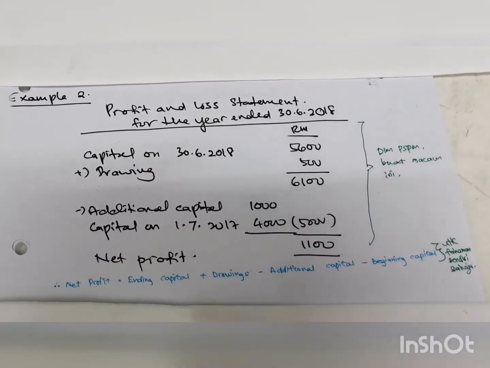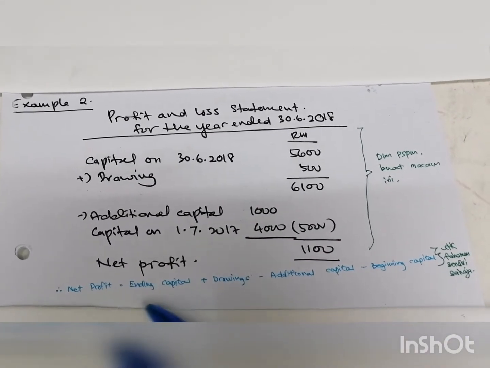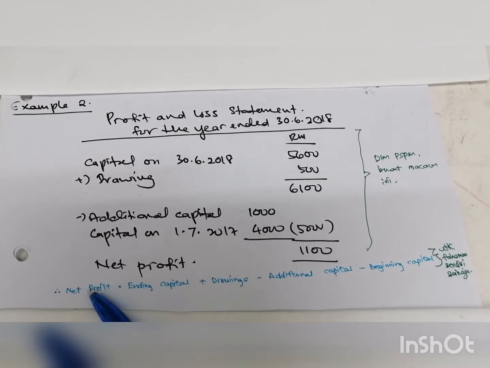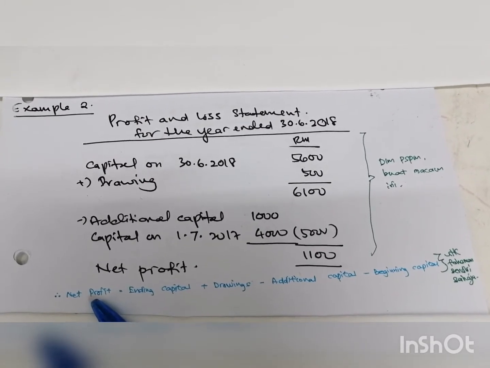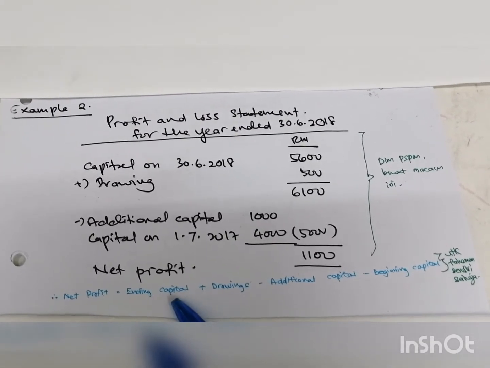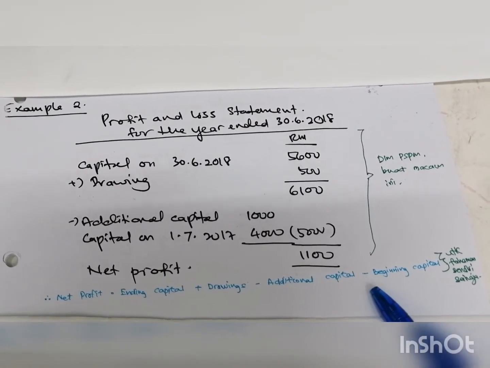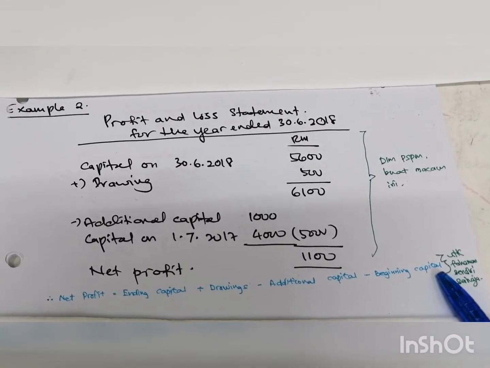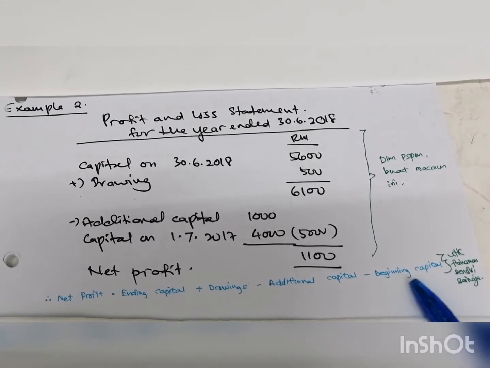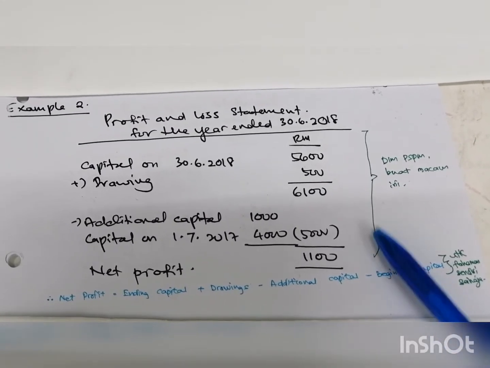Of course, we have the mathematic way, but this is for your understanding only. If you use the mathematic way, your net profit equals ending capital plus drawing minus additional capital minus beginning capital. Okay, this is the mathematic way. This is for your own understanding only.